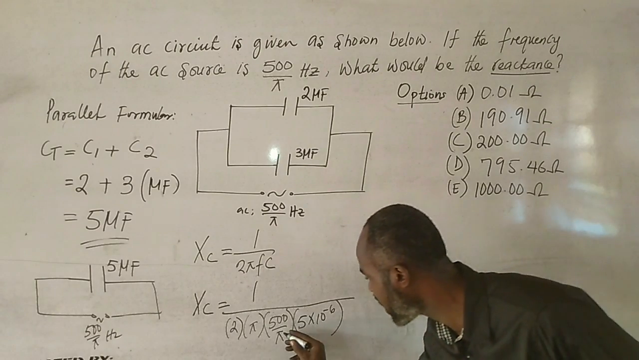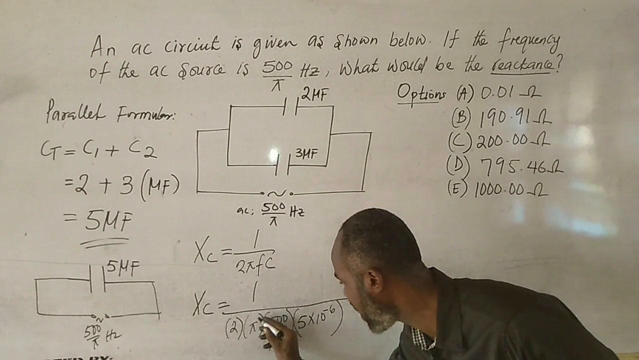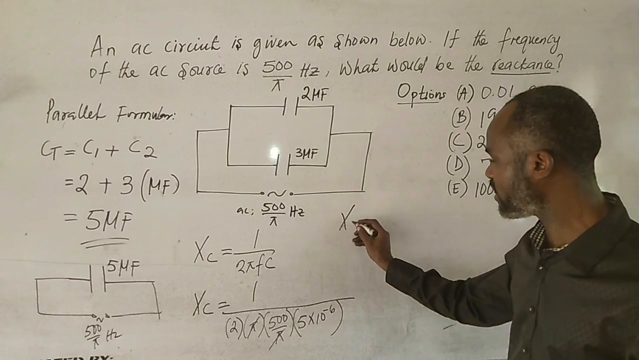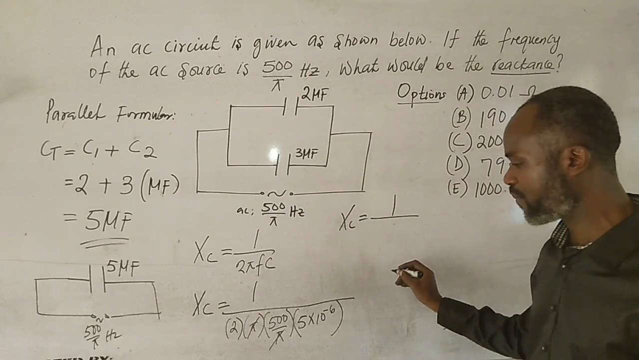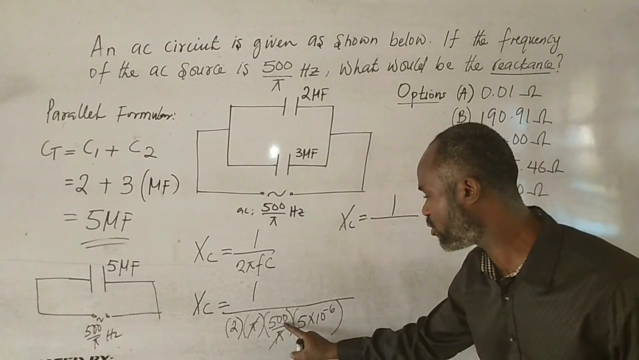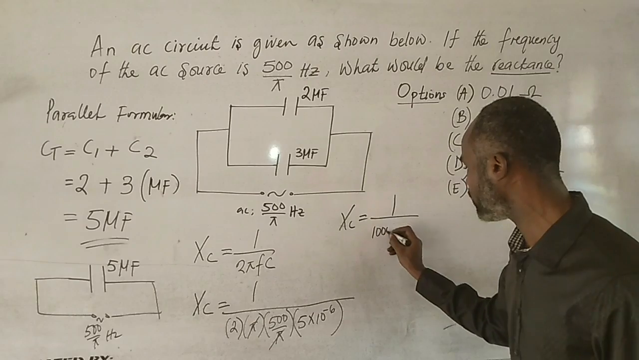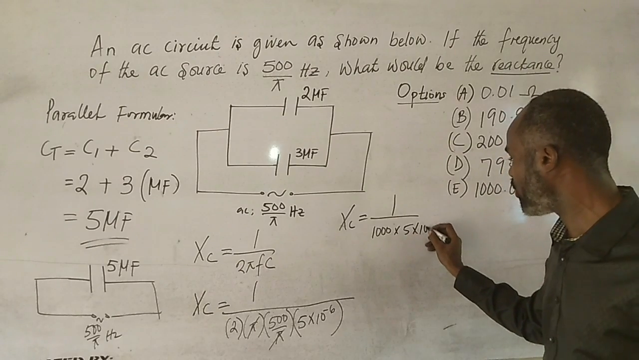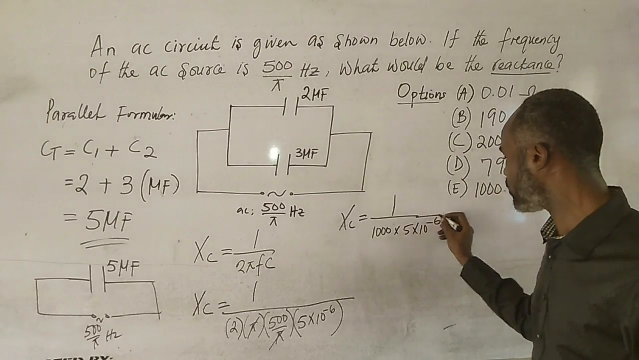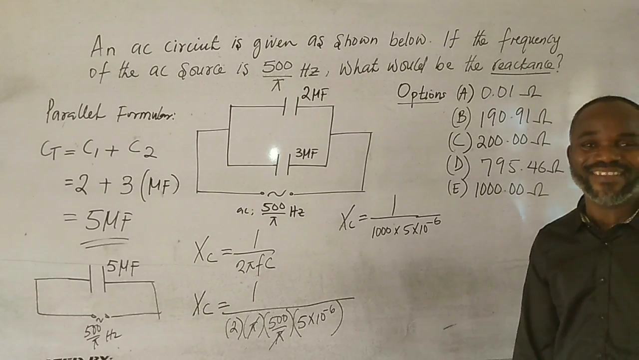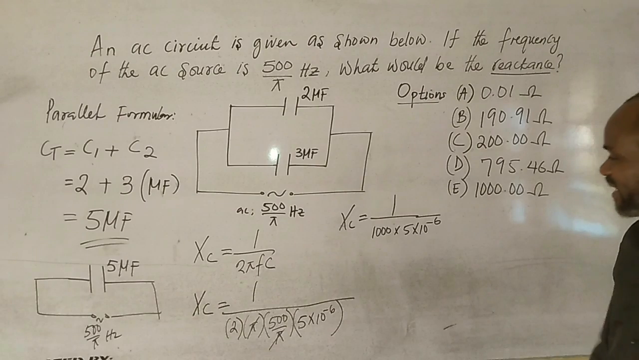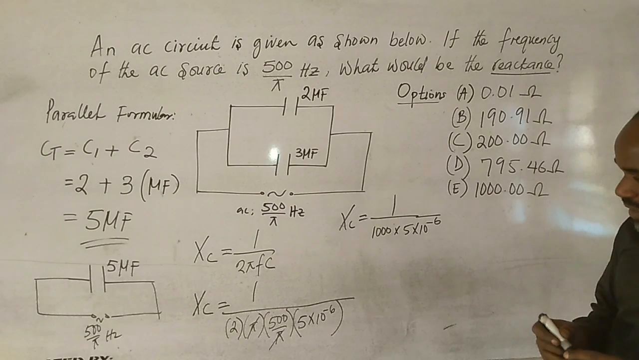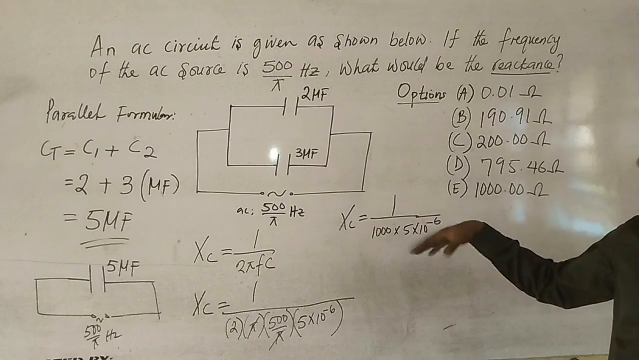Without wasting time, we can cancel this: pi and pi can go. Our capacitive reactance can now be restated as 1 all over 2 times 500, which is 1,000, times 500, times 5 times 10 raised to the power minus 6. This is becoming very interesting. I hope we're not missing anything.